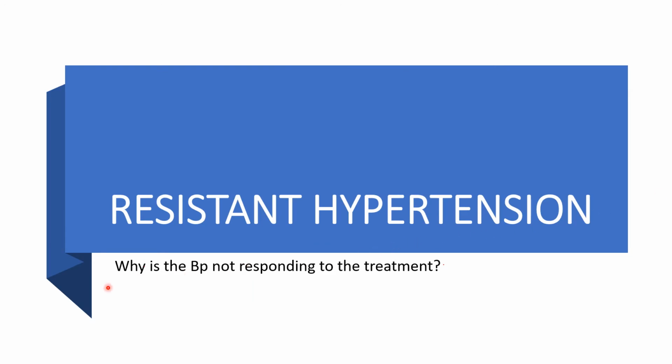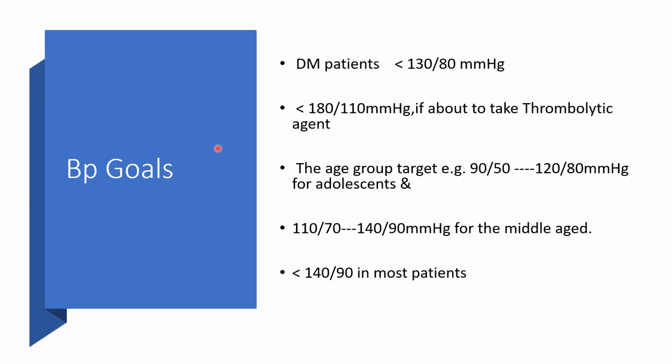Resistant hypertension. Why is the BP not responding to the treatment given? Remember the blood pressure goal: less than 130/80, no, less than 180/110 when the individual is about to take a thrombolytic agent. Then, depending on the age group, you can target 90/50 to 120/80 in adolescents, and for the middle-aged man or woman, 110/70 to 140/90. And then for most patients, anything less than 140/90 if it's not hypotensive anyway.